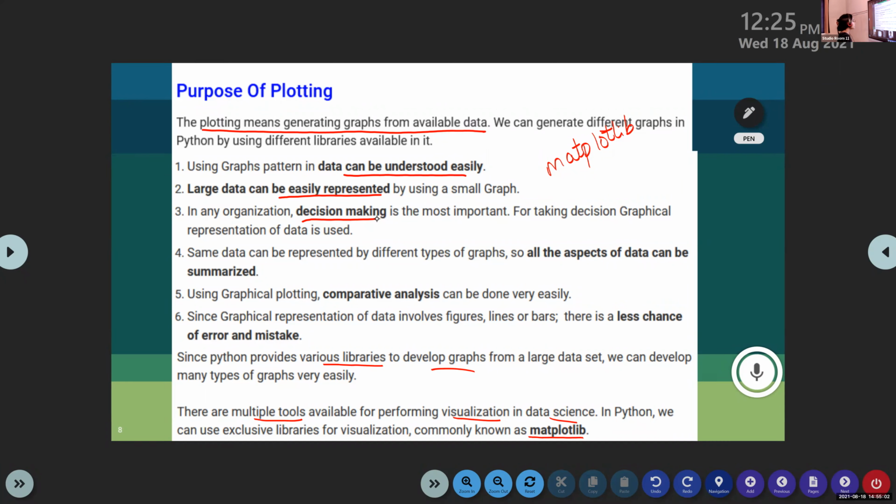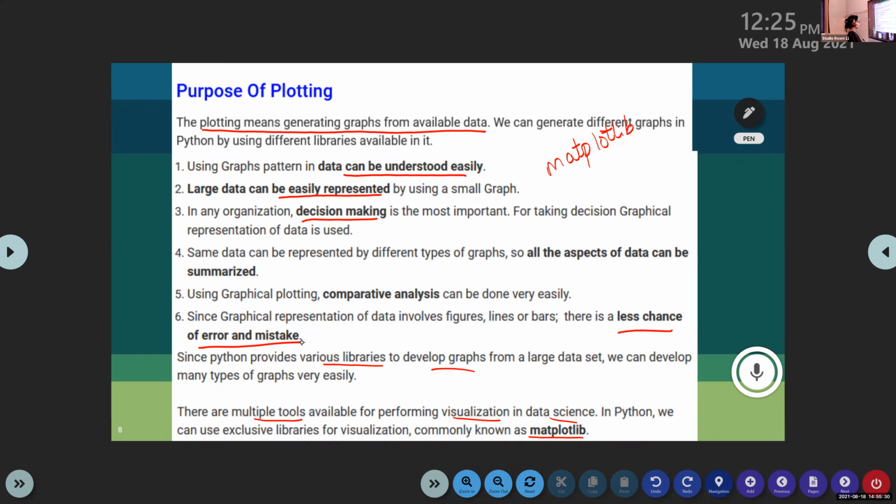We can represent the same data in different types of graph. If I give you some data and tell you to represent that, some will be using a line chart or some will be using a different one, isn't it? It differs, but the concept will be the same. Next, the chance of the occurrence of error or mistake is less in this case, right?